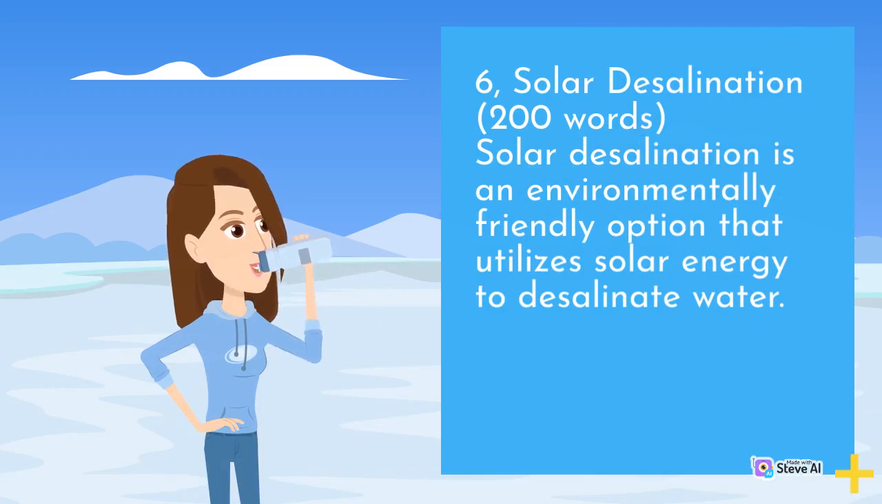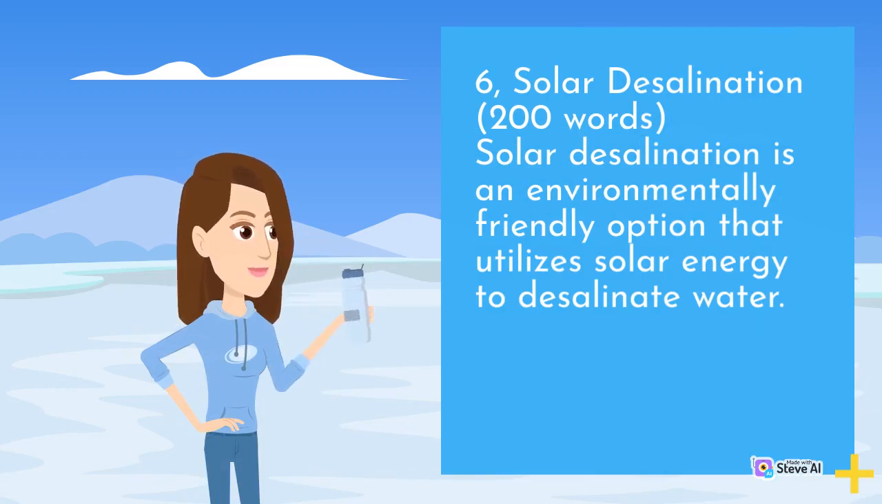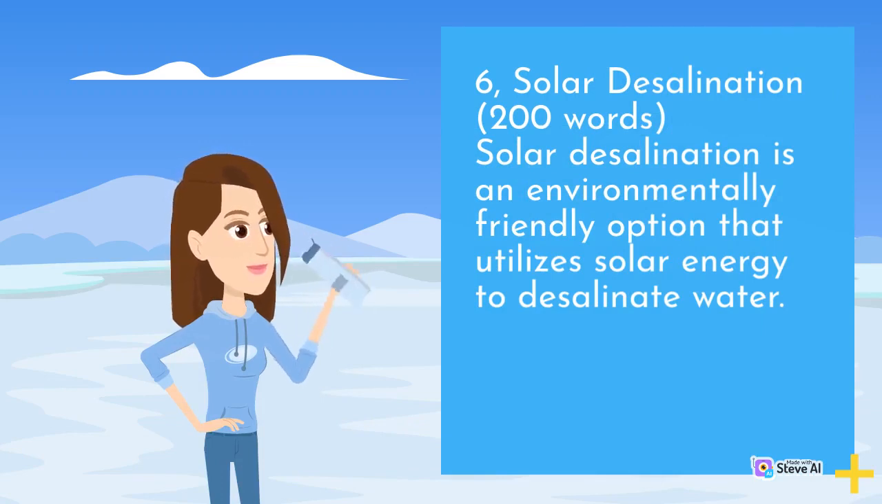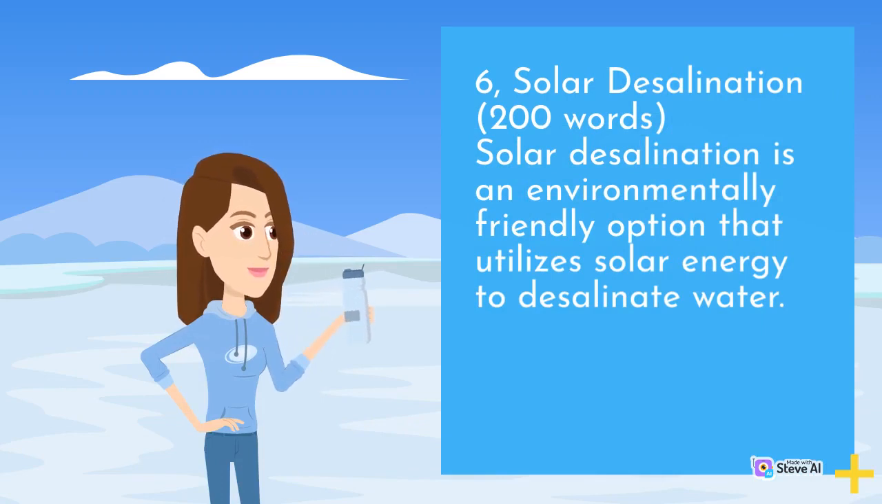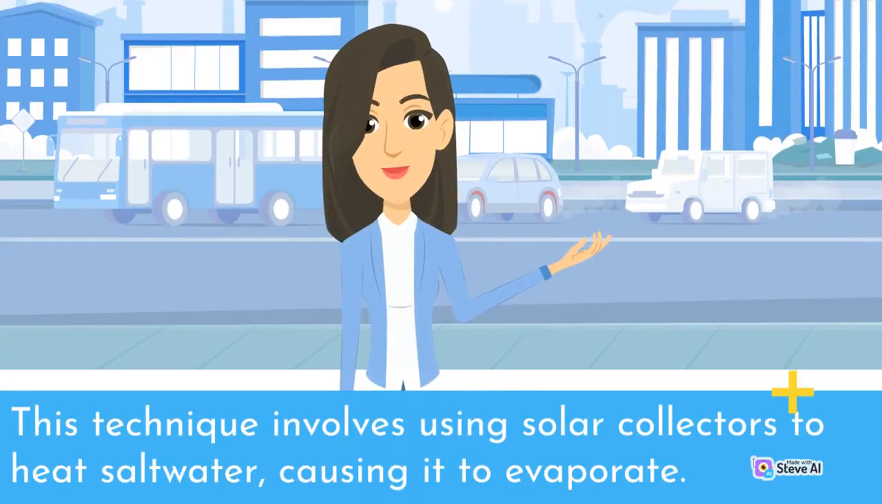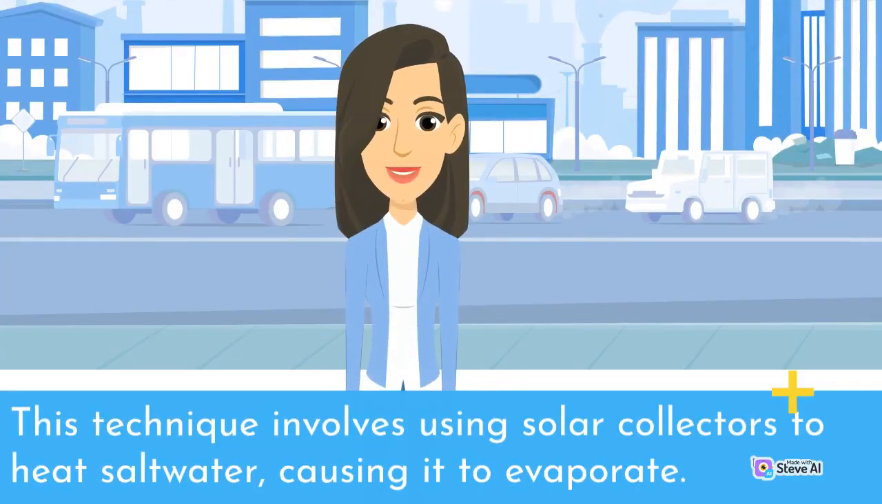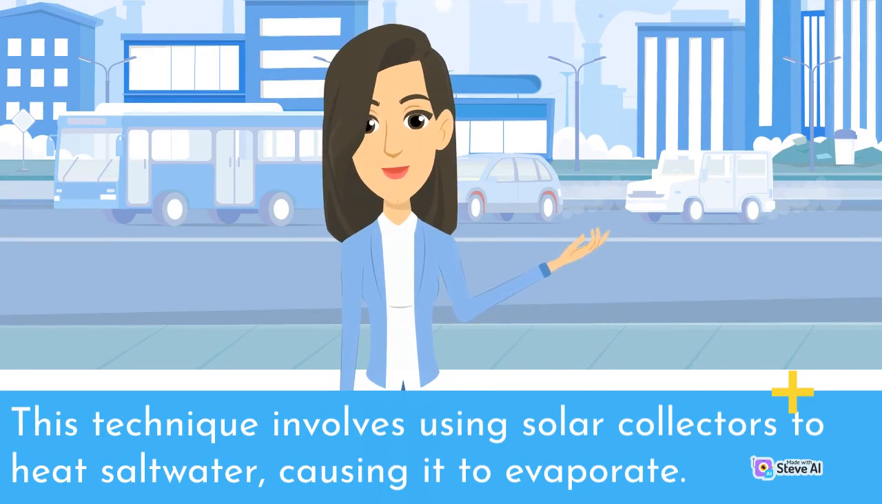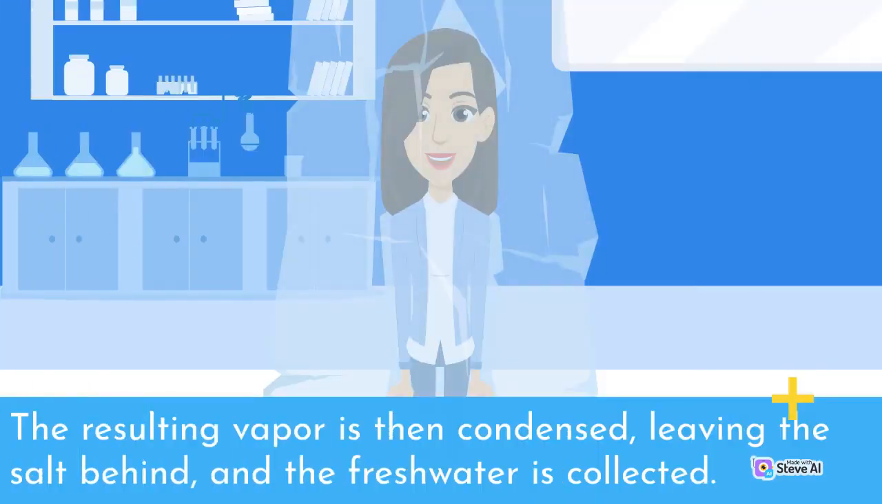6. Solar desalination. 200 words. Solar desalination is an environmentally friendly option that utilizes solar energy to desalinate water. This technique involves using solar collectors to heat salt water, causing it to evaporate. The resulting vapor is then condensed, leaving the salt behind, and the fresh water is collected.